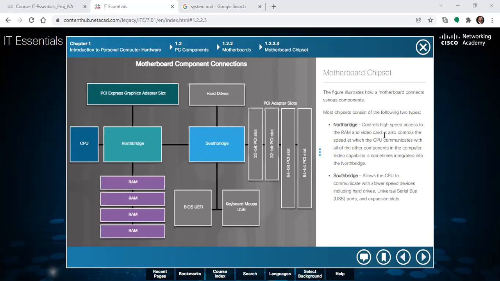So the North bridge controls high-speed access to the RAM and video card. It also controls the speed at which the CPU communicates with all of the other components in the computer. Video capability is sometimes integrated into the North bridge. The South bridge allows the CPU to communicate with the slower speed devices, including the hard drive, universal serial bus (USB) ports, and expansion slots.